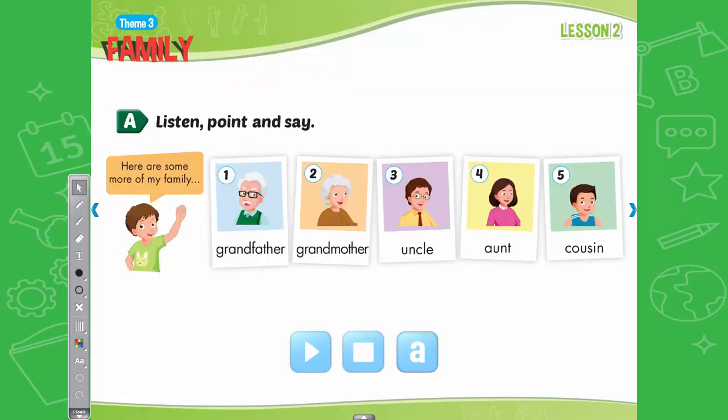A. Listen, point, and say. 1. Grandfather. 2. Grandmother. 3. Uncle. 4. Aunt. 5. Cousin.